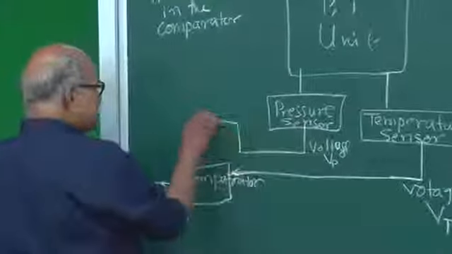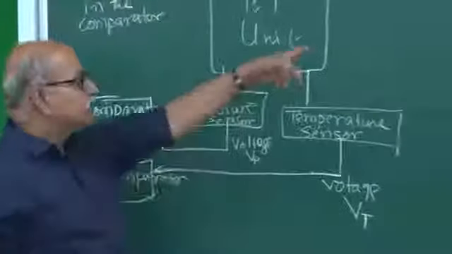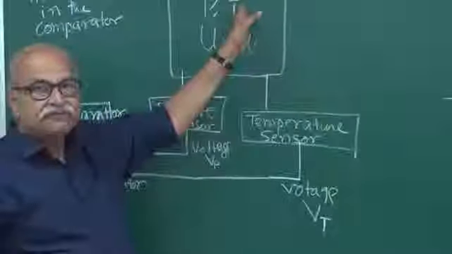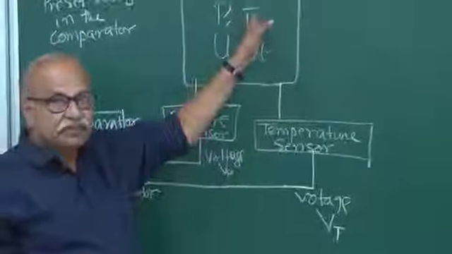And for pressure also I can set a preset value. If it can withstand 15 atmospheric pressure, for 15 atmospheric pressure, how much will be the voltage? So that I can preset here, and the moment this voltage comes, this is the input of this comparator. If it is more than that, it gives me high, otherwise it gives me low.